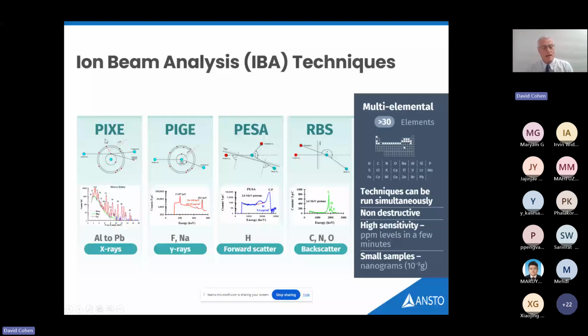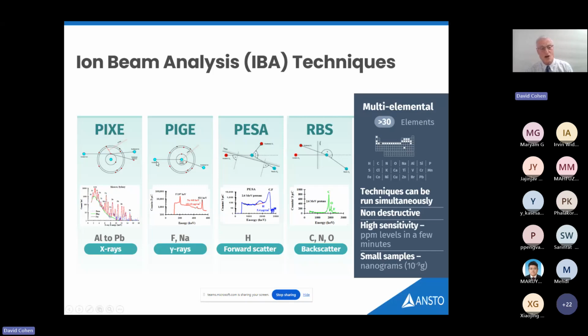If you look at PIXE, an ion comes out of an accelerator, an MeV ion, a proton with 3 MeV, say, or 4 MeV energy. That proton interacts with the electrons in an atom, knocks out an electron from the K shell or the L shell, another electron falls back into that shell and gives off an X-ray. And that X-ray is characteristic of the element that you've hit. So you get a different energy X-ray if you hit iron and a different energy X-ray if you hit silicon.